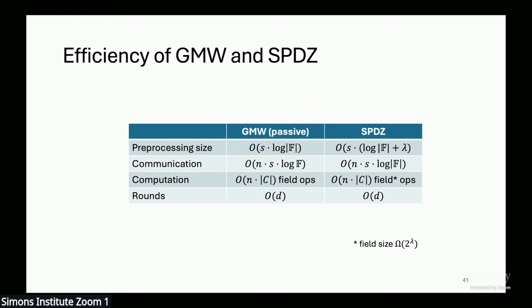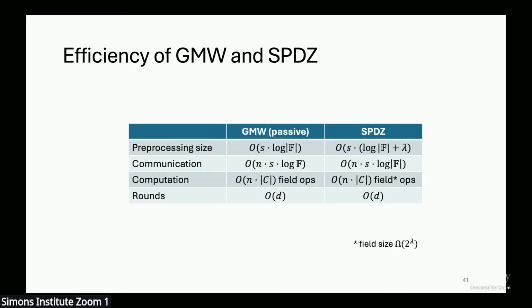Of course, if we want to do something like Boolean circuits, then we run into problems, because you can't have a random MAC key over a finite field of size 2, and you have to work in a large extension field, and then you get this security parameter overhead for the storage of the preprocessing.